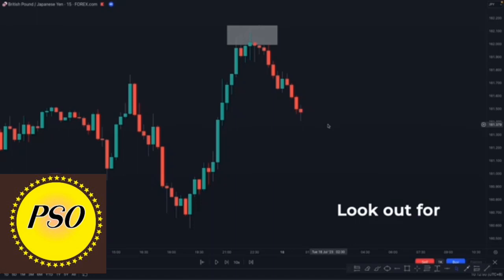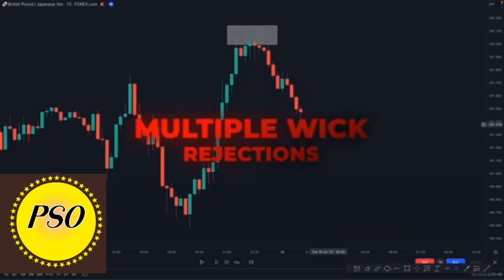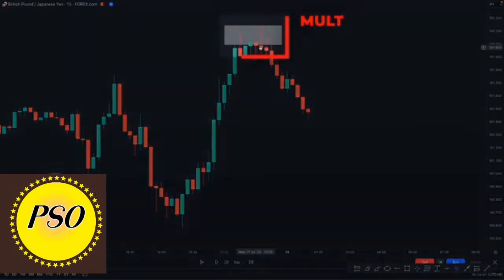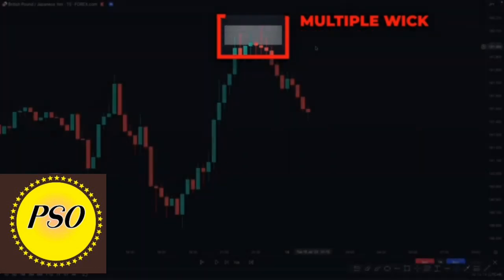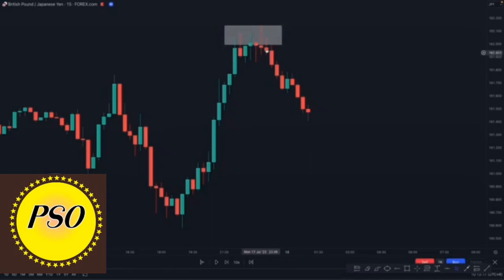So listen up. The key to this strategy is to look out for the candlestick's momentum once again. But there's one pattern you must look out for, and that is multiple wick rejections. Let me repeat myself: multiple wick rejections. In this case, we are looking at GJ, and this is what I call multiple wick rejections. 1, 2, 3, 4, 5, 6. A few wicks wicking at this key level that we have right here.